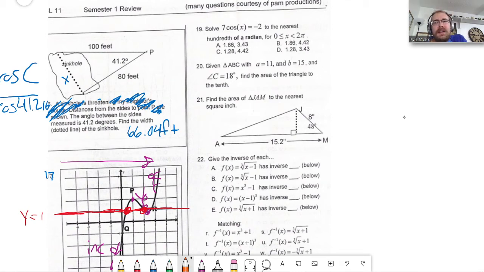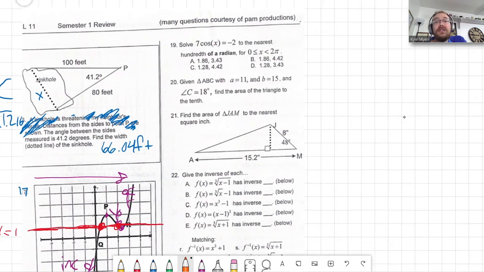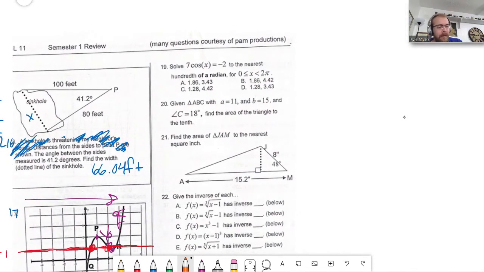Number 19, 7 cosine x equals -2. We want to solve it to the nearest 100th of a radian, so we need to be in radian mode. Let's switch back to radian mode here. For 0 less than or equal to x less than 2 pi, which is a pretty standard thing. Normally, the interval is from 0 to 2 pi, including 0, not including 2 pi, because 0 and 2 pi are the same thing.